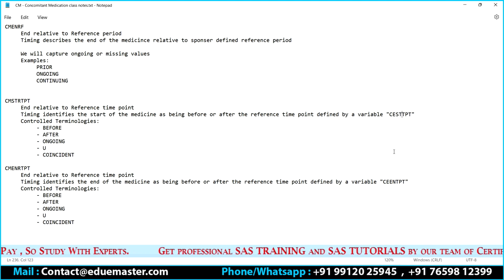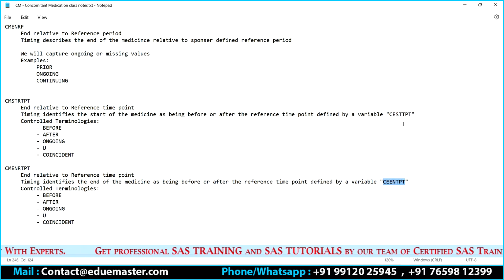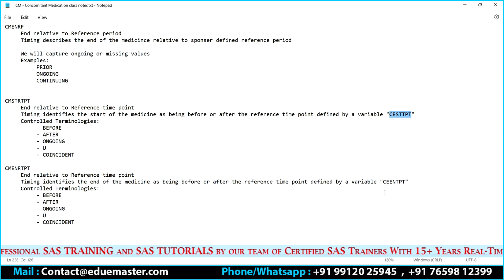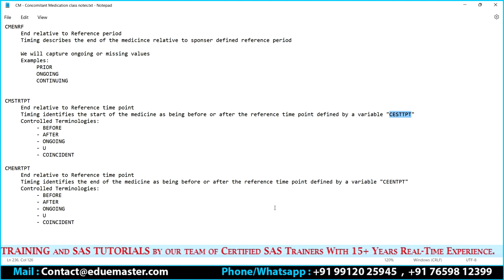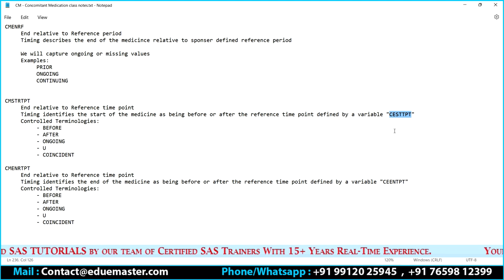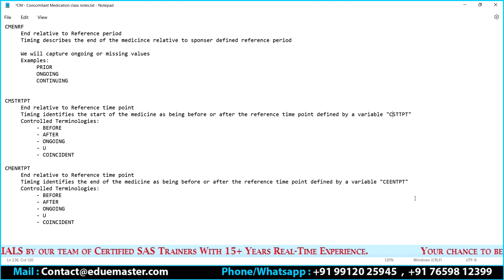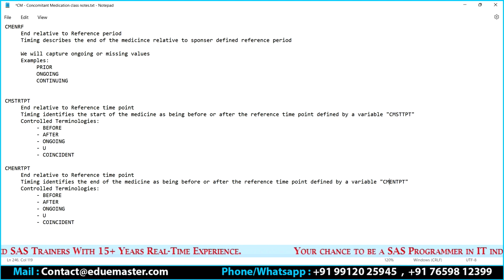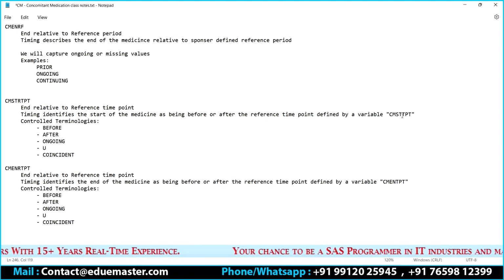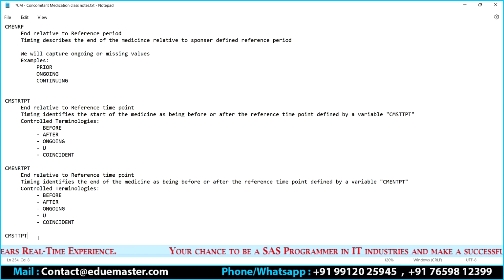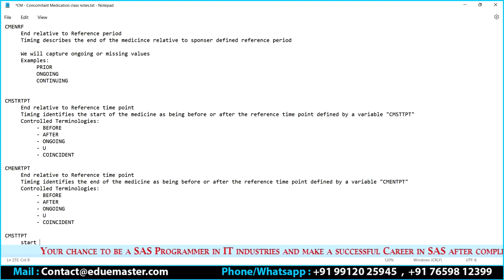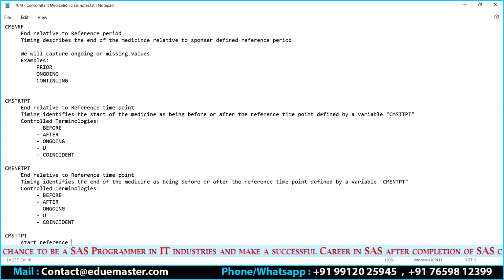What are the two more variables that we need to decide? These two we need to discuss. What is going to be the start time point and what is going to be the end time point? Okay, that is C. Why am I writing C? CM. This is also C. Okay, CM start point. So what am I going to write here? I can simply say start reference time point.